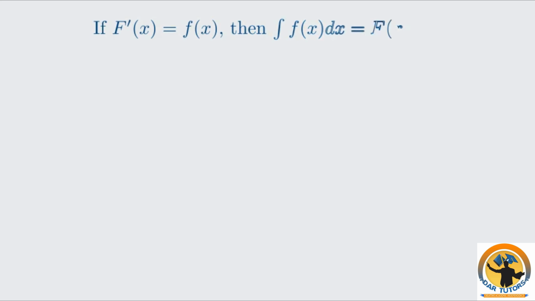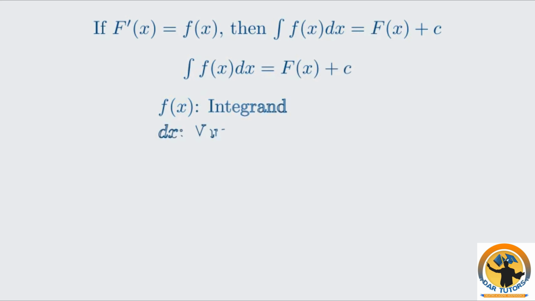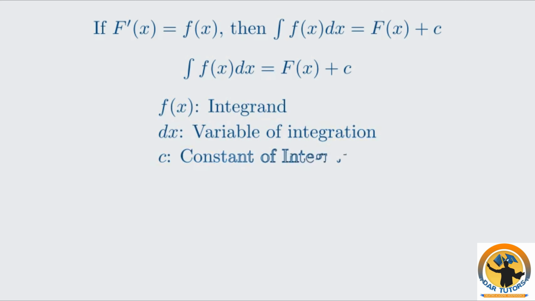This leads us to the formal definition of an indefinite integral. If the derivative of a function F of x is equal to a function f of x, then the indefinite integral of f of x with respect to x is F of x plus c. The symbol we use is the integral sign, which looks like a stretched s. Here, f of x is called the integrand, dx indicates that we are integrating with respect to the variable x, and c is the constant of integration. This constant represents the entire family of functions that have f of x as their derivative.